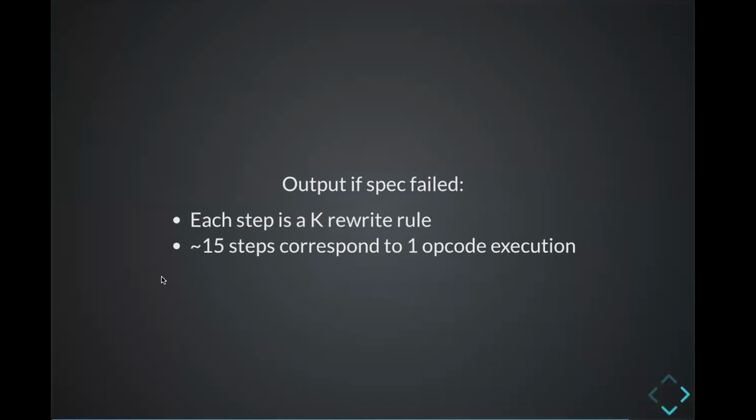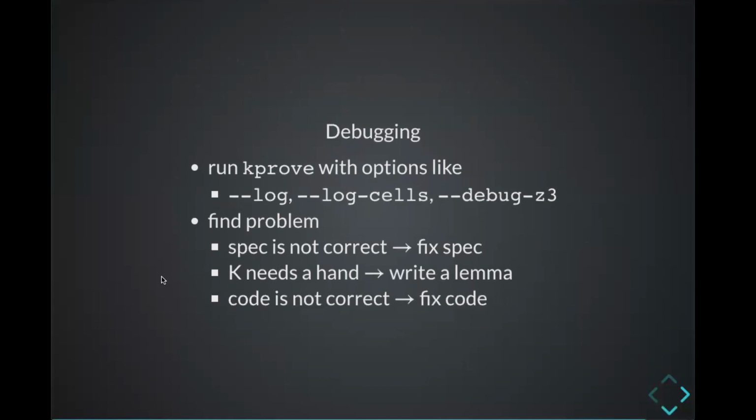Cool. So what was I going to say? How do you actually debug K outputs? So you run kprove with options like log cells, debug z3, etc. And very often it generates a file of several hundreds of thousands of lines, even millions of lines, in a couple of minutes or a couple of dozen minutes.